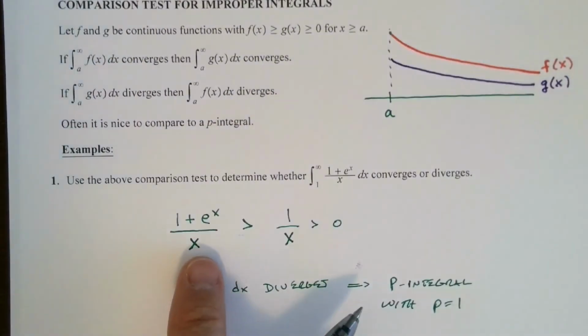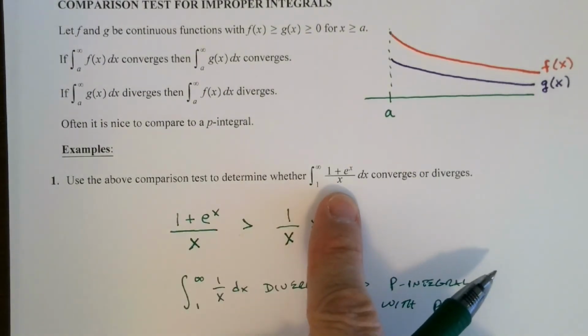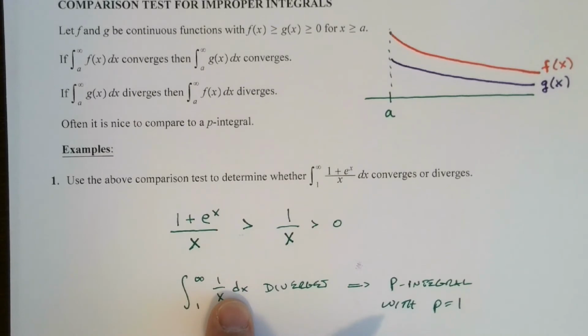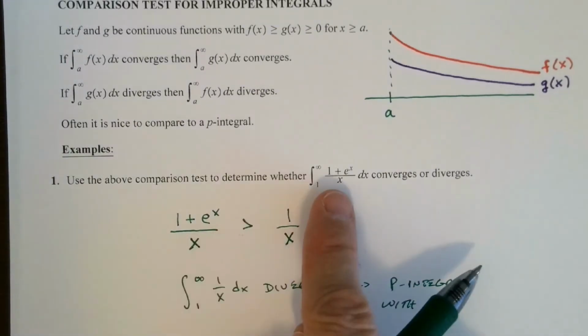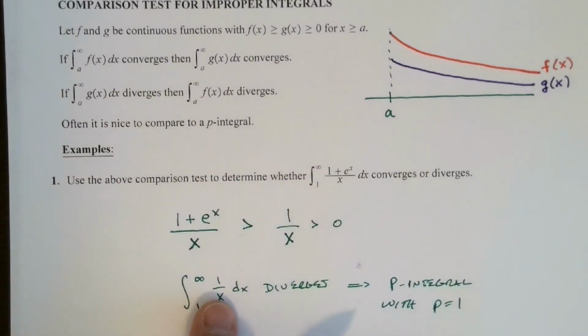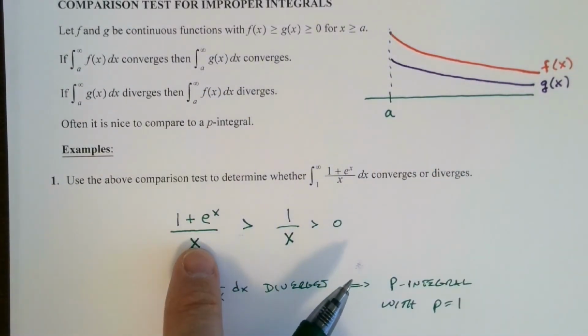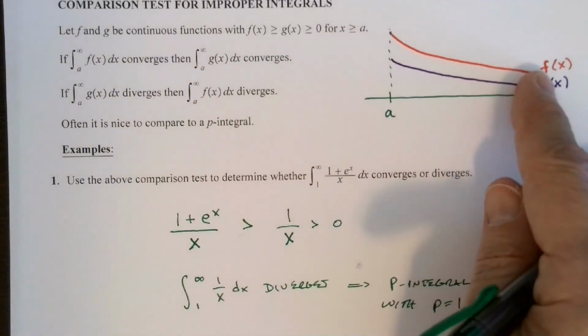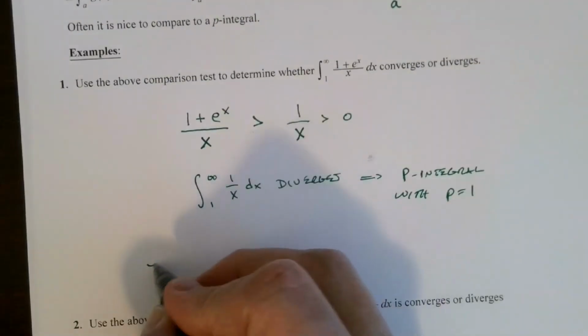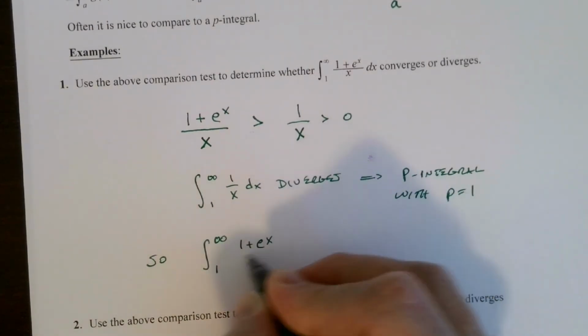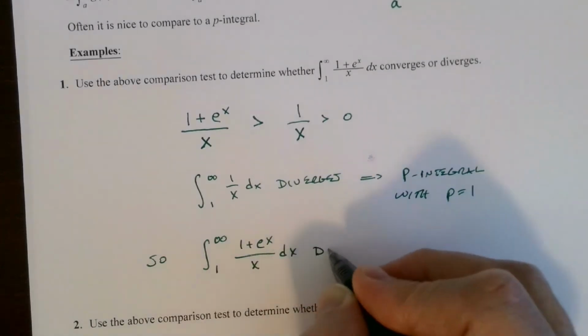We have this integral from 1 to infinity of f of x, and it's greater than or equal to 1 over x, and this integral diverges. Therefore, this one diverges as well. So what we have is that g of x is the 1 over x, there's the 1 over x, pretend. Then our function, 1 plus e to the x over x, would be like the red line. And so by comparison, the integral from 1 to infinity diverges as well.